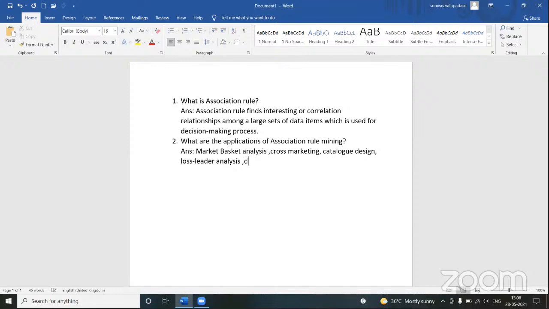Next, clustering and classification. These are the applications of association rules.